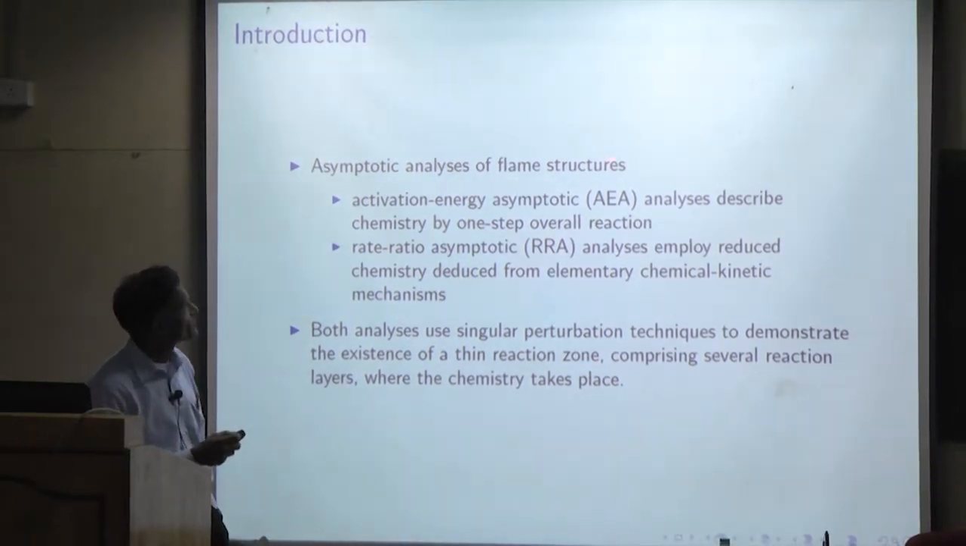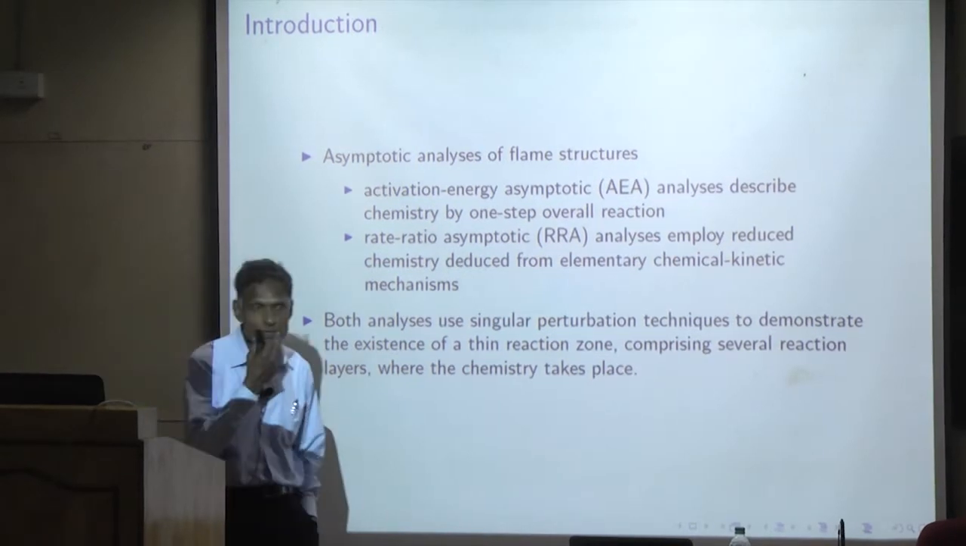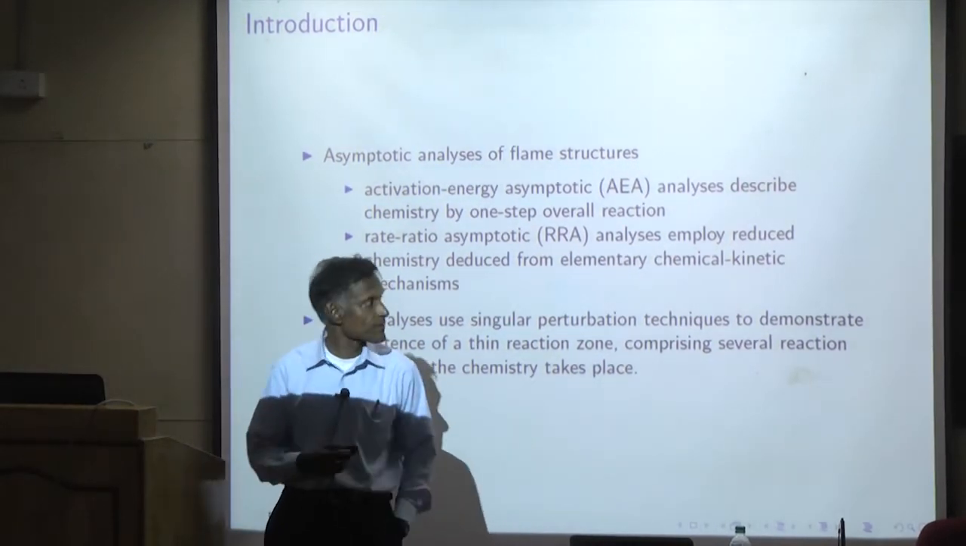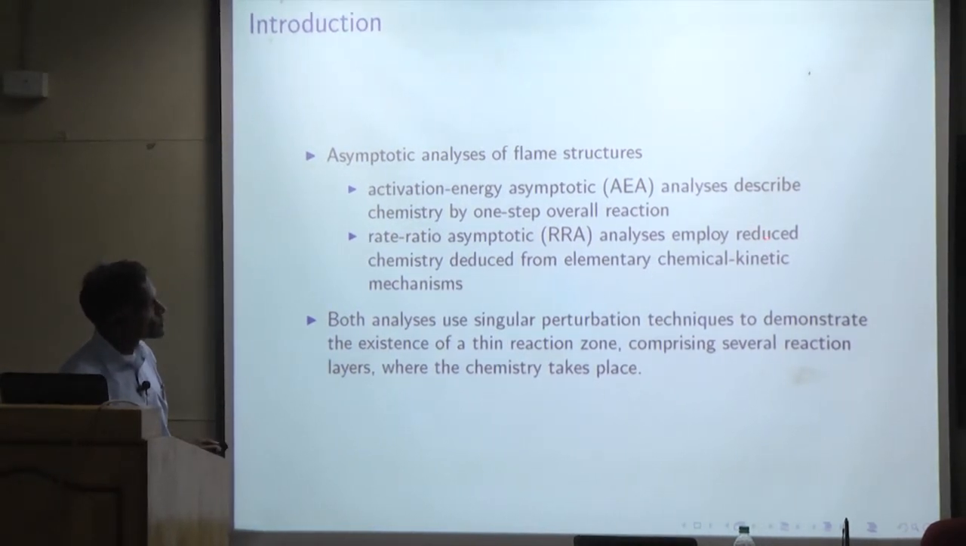The asymptotic analyses of flame structures are basically two types: activation energy asymptotic analysis and rate ratio asymptotic analysis. In activation energy asymptotic analysis, the chemical reaction is a one-step process, and we saw some of the limitations of employing the one-step chemical reaction. Whereas in rate ratio asymptotic analysis, we use reduced chemistry, so there's more chemistry here rather than one step. And that chemistry is reduced from detailed chemistry. So in other words, this is real chemistry that's used in this analysis, which makes it more applicable to practical situations, right?